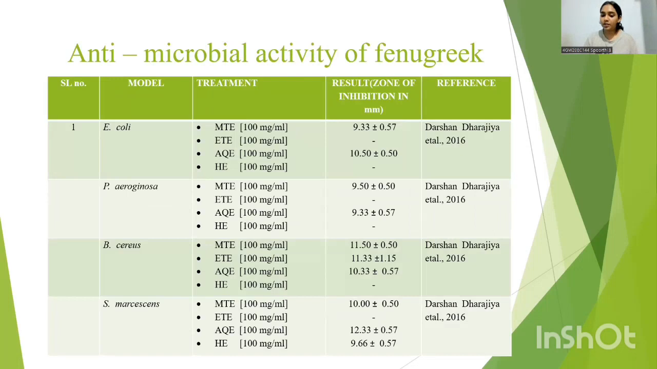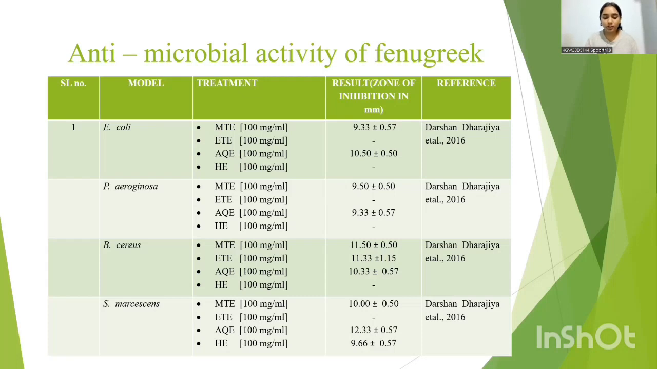Experiments were conducted on various bacteria using different extracts to find out the antimicrobial activity of fenugreek. In 2016, Darshan Darajia et al. studied the antimicrobial activity of fenugreek using E. coli bacteria. As a treatment, they used methanol extract of 100 mg per milliliter. As a result, 9.33 plus or minus 0.57 millimeter of zone of inhibition was observed. In aqueous extract of 100 mg per milliliter, the zone of inhibition was found to be 10.50 plus or minus 0.50 millimeter, whereas in ethanol and hexane extracts, the inhibition was found to be nil.